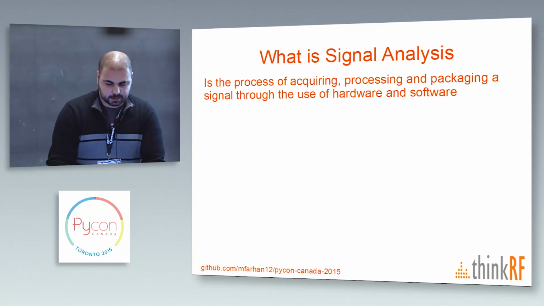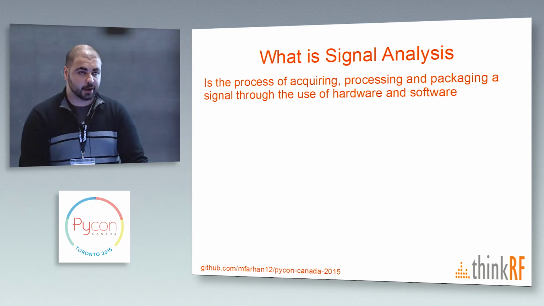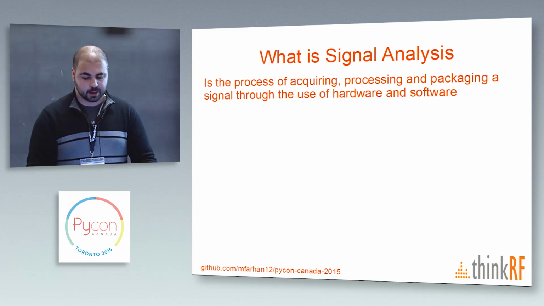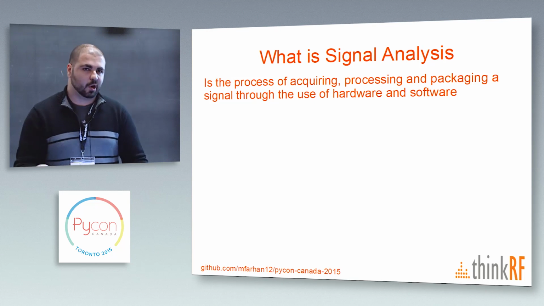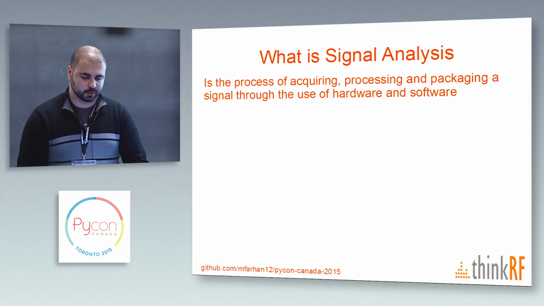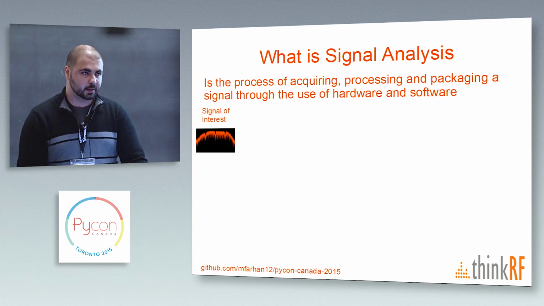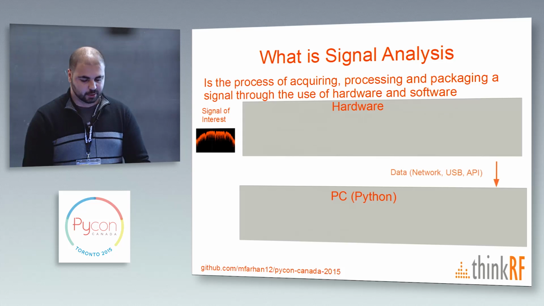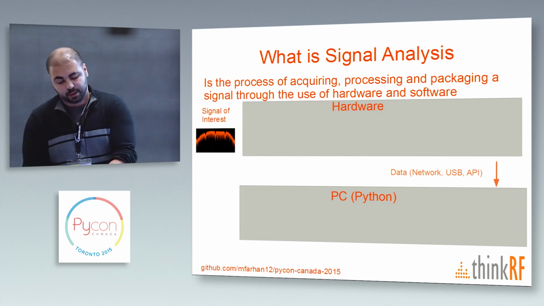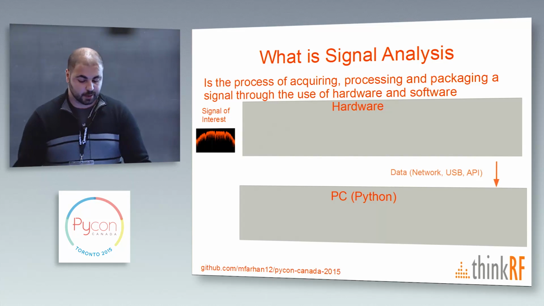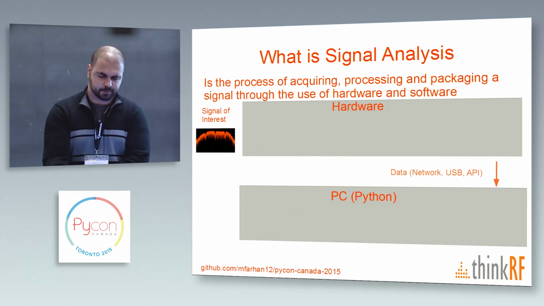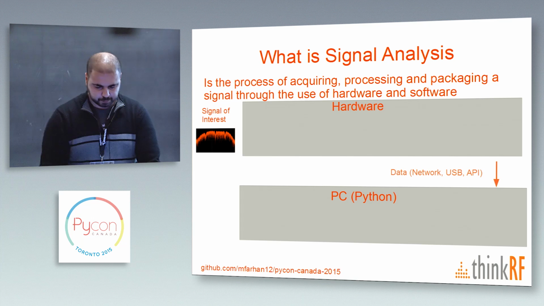What is signal analysis? It's the process of acquiring a signal, then processing it, packaging it in a packet or just a regular value, spitting it out on a serial, and you should usually use hardware and software. You can't really just do it with software alone. So you start with your signal. It doesn't matter what it is. It could be biological, it could be chemical, it could be anything. It goes to your hardware and then goes into your PC through either the network, a USB, or some sort of API, like a PCI API or some special hardware attachment you have.